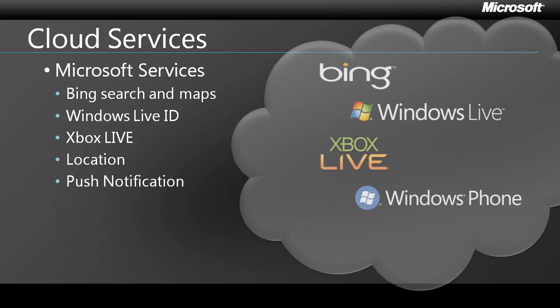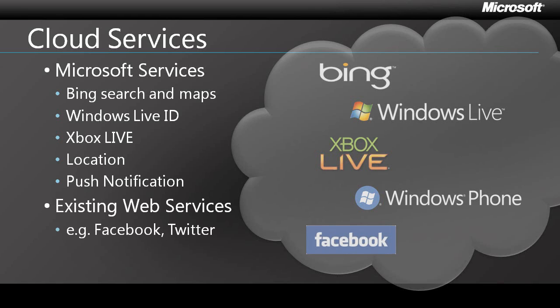Microsoft has also built two phone-specific services for location and for push notifications. Next, you can use the standard web service client stack from your application to access existing third-party services. For instance, you can access Facebook or Twitter directly from your application. Finally, you can build your own services and expose them on the cloud and connect to them as easily as in any other .NET client application.